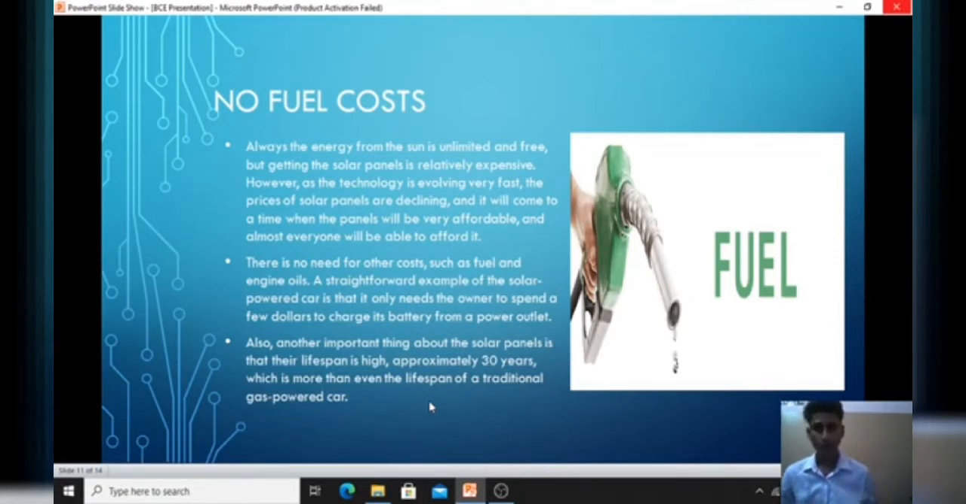But how? As we know, the energy from the sun is unlimited and free, but getting solar panels is relatively expensive. This is the only thing: solar panels are extremely expensive. But as technology is involved, the prices of solar panels are declining day by day, which is a good factor. And once you spend some dollars on solar panels, you will enjoy a modern life for approximately 25 to 30 years easily.